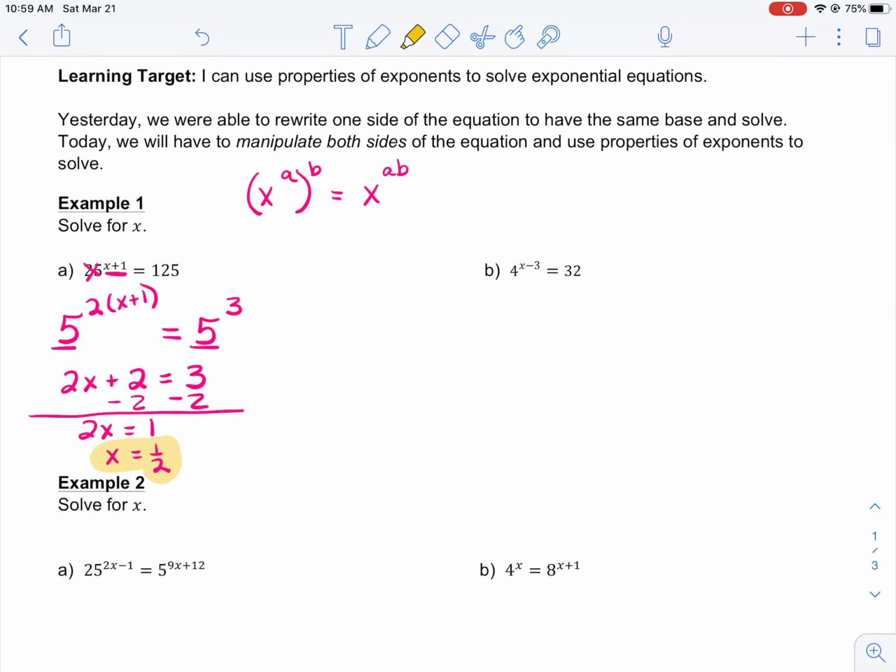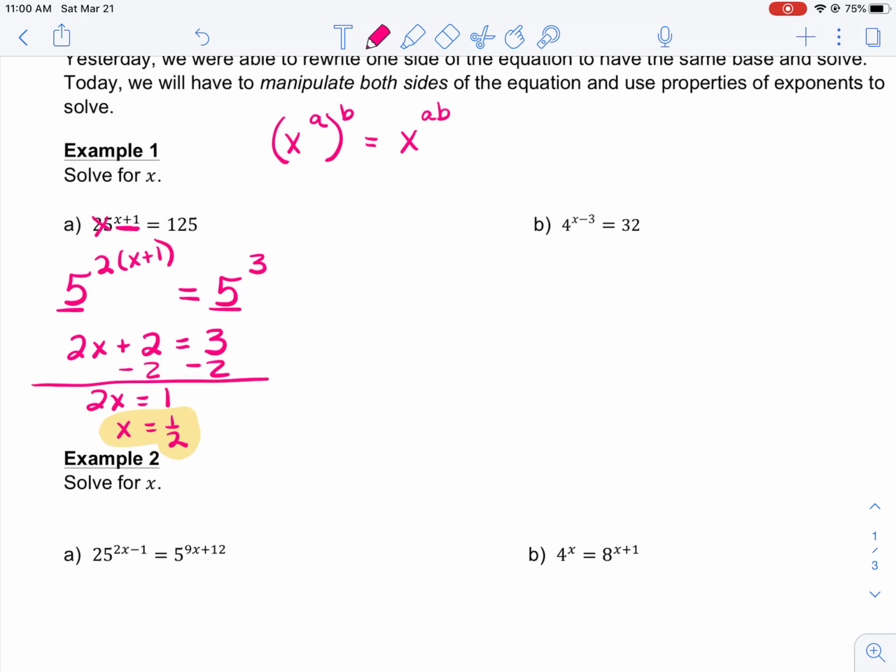All right, so the next problem, 4 to the x minus 3 equals 32. Now you might be tempted to use a base of 4, but what happens if we try to use 4? 4 squared is 16, and then 4 to the third is 64. So that's not going to do us any good. So we got to be a little bit creative here. So what we're going to do, we're going to rewrite both of these sides to have a base of 2.